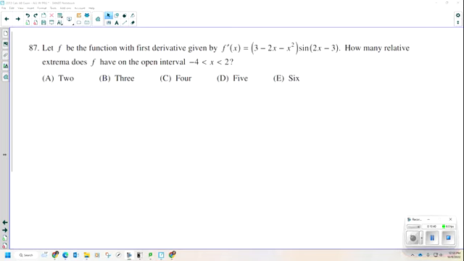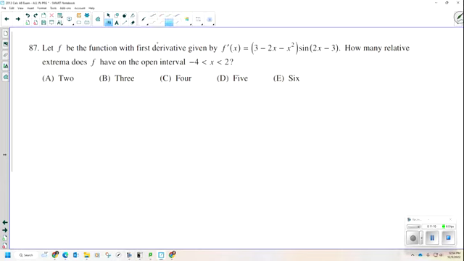Man, I look at 87 and think to myself, thank God I get to use a calculator here. Let f be the function with first derivative given by f prime of x, which equals 3 minus 2x minus x squared times the sine of 2x minus 3. How many relative extrema does f have on the open interval from negative 4 to 2? All right.